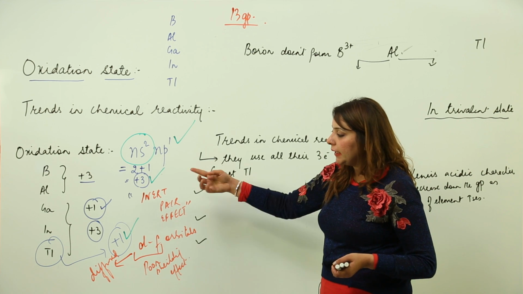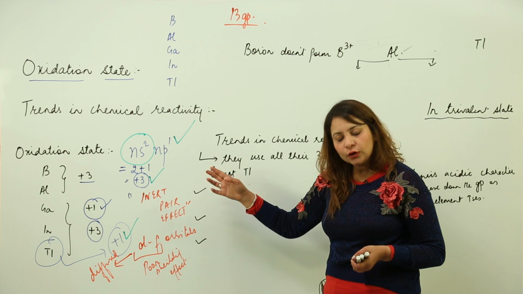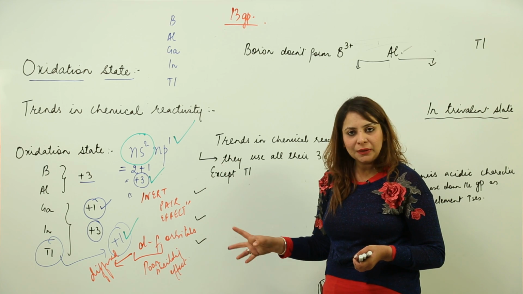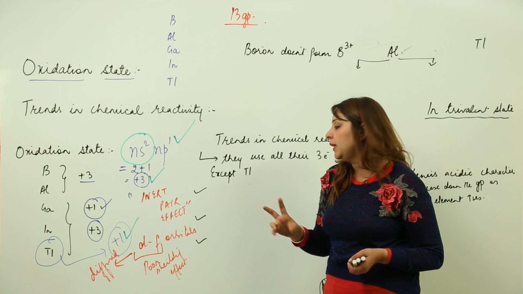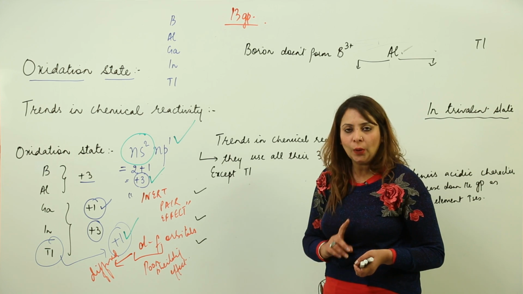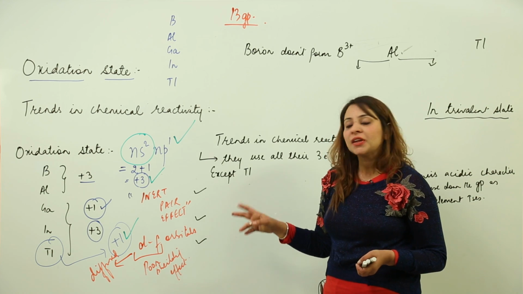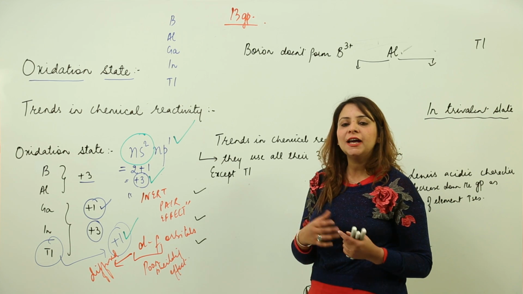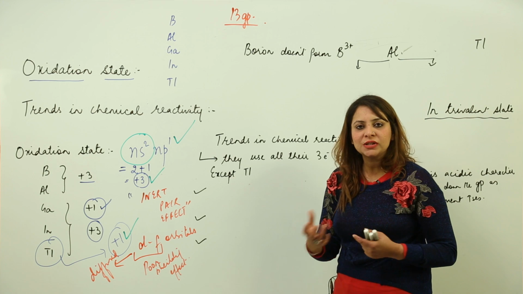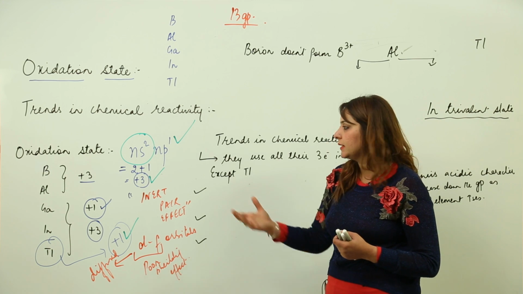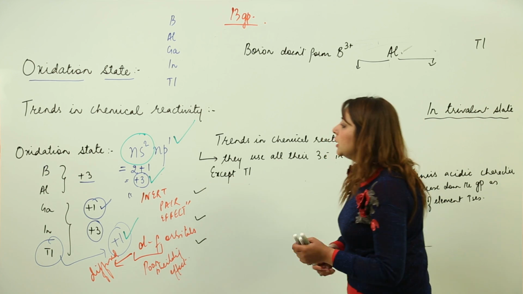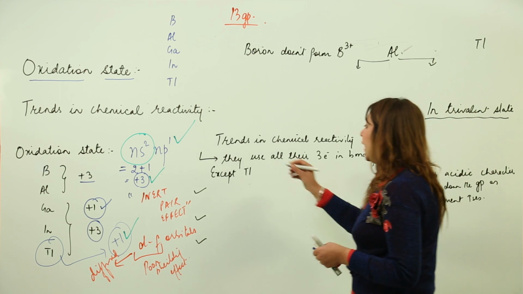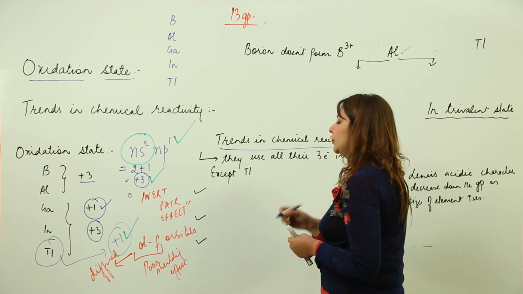As you can see, gallium, indium, thallium, all three of them show +1 and +3, but the stable one for thallium is +1. If we talk about gallium, then +3 is more stable than +1. So this kind of variation you get to see in the p block, that is in this boron family. Now let us talk about trends in chemical reactivity.